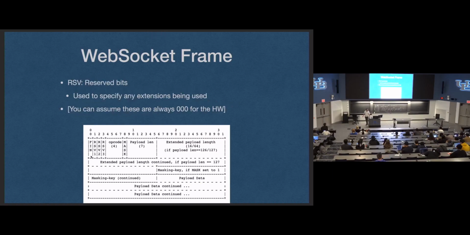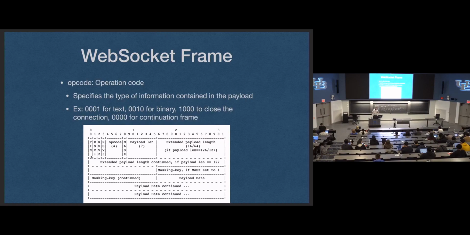Reserve bits. These are reserved for if you have any extensions to the protocol. We're not going to mess with this. I'm not sure of these being used anywhere. I'm sure somebody does, but we're going to assume these are 0, 0, 0 for your homework, which will always be true. Your browser's always going to send all zeros for these reserve bits, so we save some time there. We're not going to mess with these things at all.